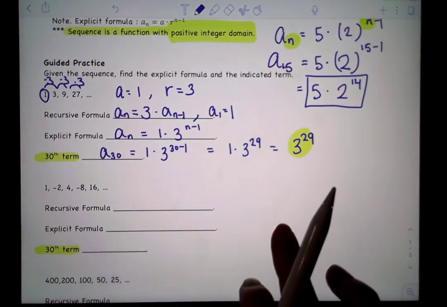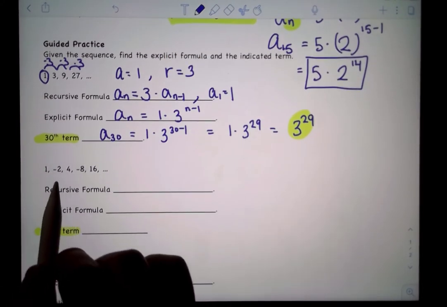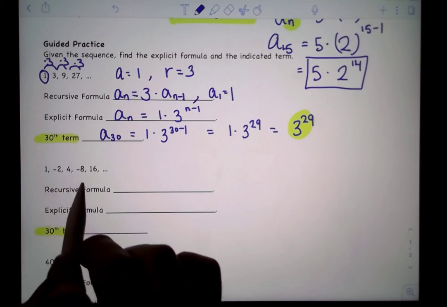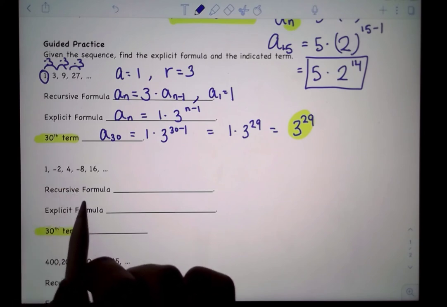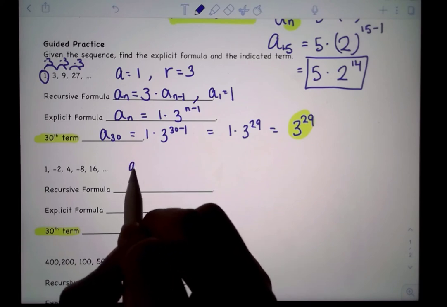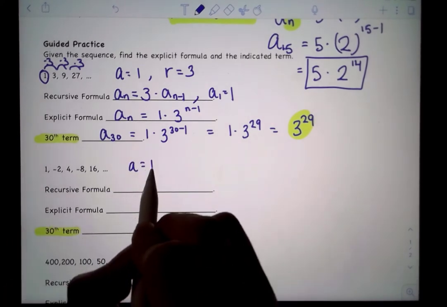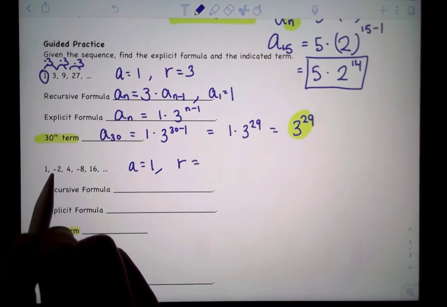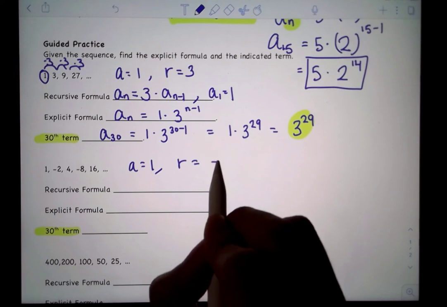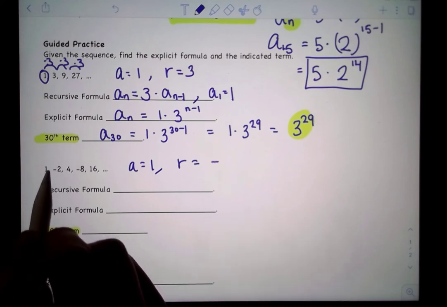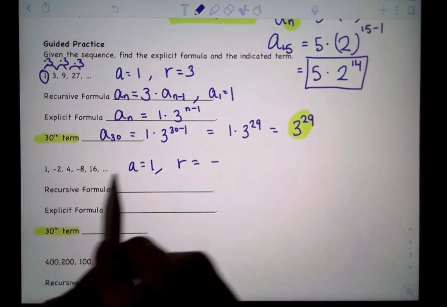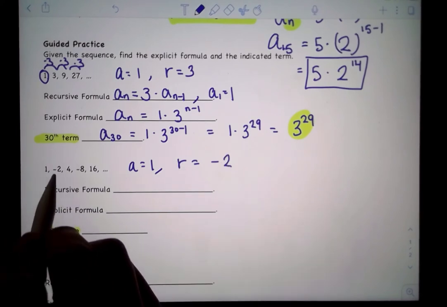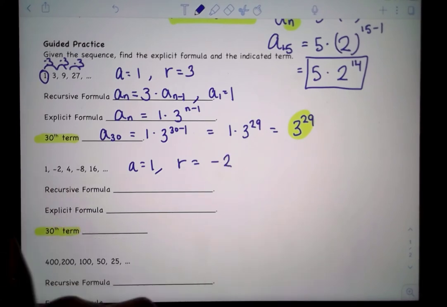Alright? And then let's look at number 2. This one, that was my sequence. So we have to identify A and R, right? My A, first term, is 1, right? And my R, look, 1 to 2, negative 2, right? So your R is supposed to be a negative number. And look at 1 to 2, 2 to 4, 4 to 8. It's times by 2, right? But your signs are alternating, which means signs changing, positive, negative, positive, negative. So your R is supposed to be a negative number, all right?